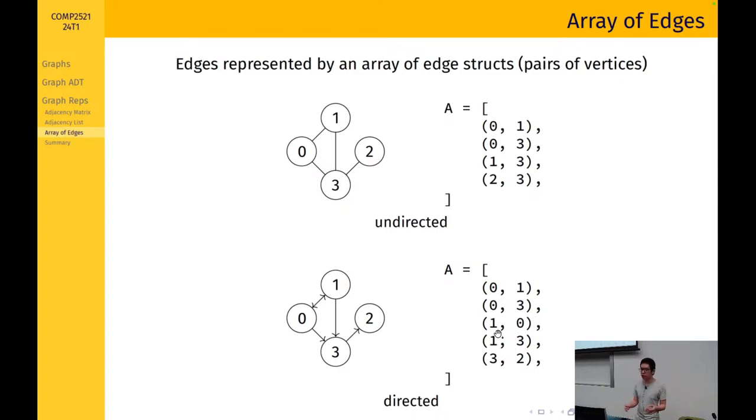But that's because the graph is directed, right? So we have to store each edge in one direction. So for example here, because we have an edge from 0 to 1 and also an edge from 1 to 0, we store each of these separately in the array. Okay, so edge from 0 to 1, edge from 0 to 3, 1 to 0, 1 to 3, and 3 to 2.